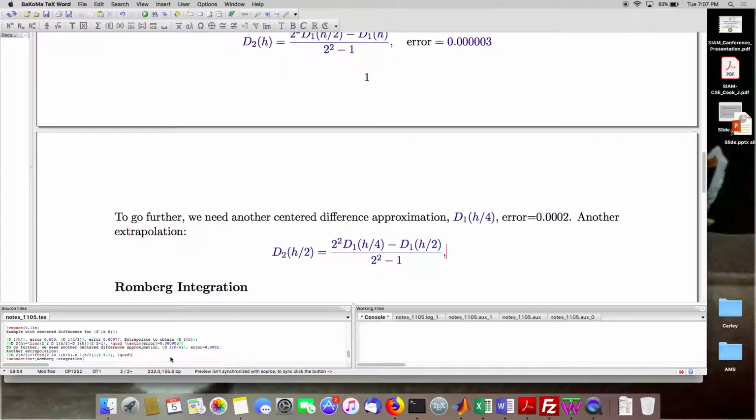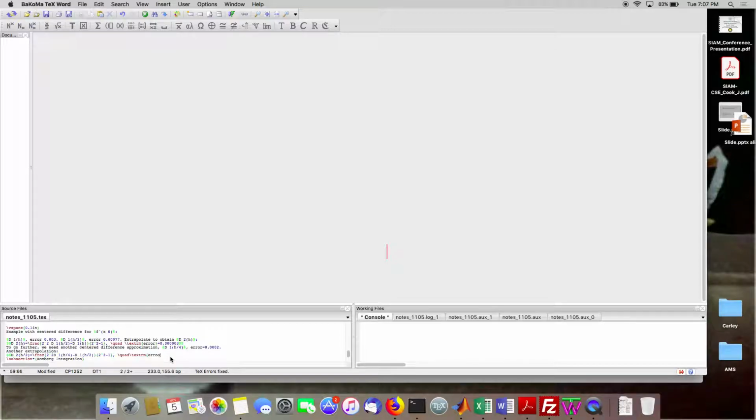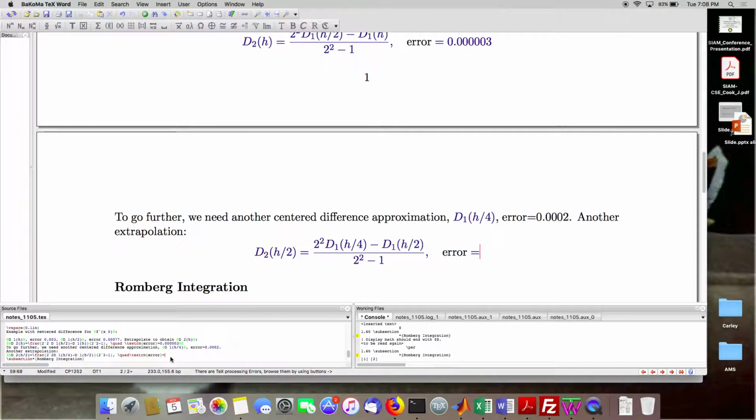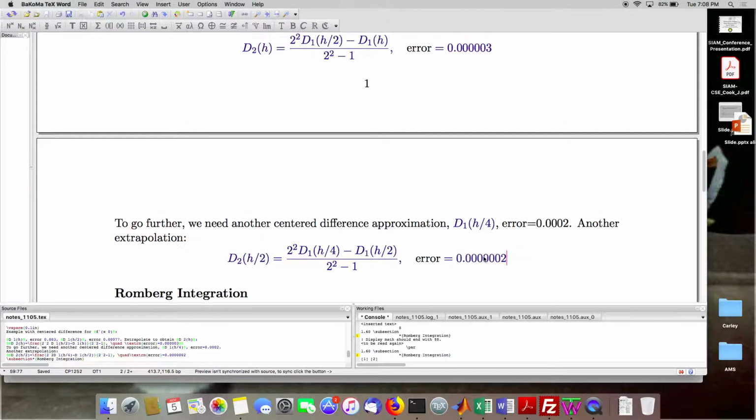And what is the error? That's going to be roughly 2 times 10 to the minus 7. Whereas here the error was 3 times 10 to the minus 6. What's the ratio? That's 15. The error is decreasing by a factor of 15. Now, I've rounded up here. Really, the ratio is closer to 16.